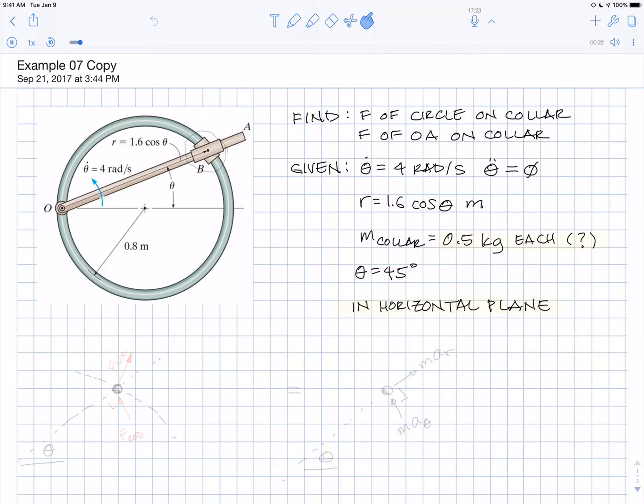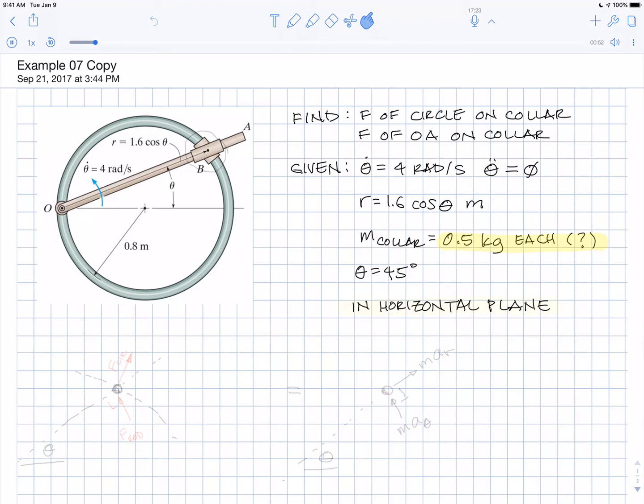The word problem said both collars are 0.5 kilograms. I read that to mean both collars are 0.5 kilograms each. But I just looked at the solution, and the way they worked it out was both collars total to 0.5 kilograms. So, no, not each. The two of them together are 0.5 kilograms.